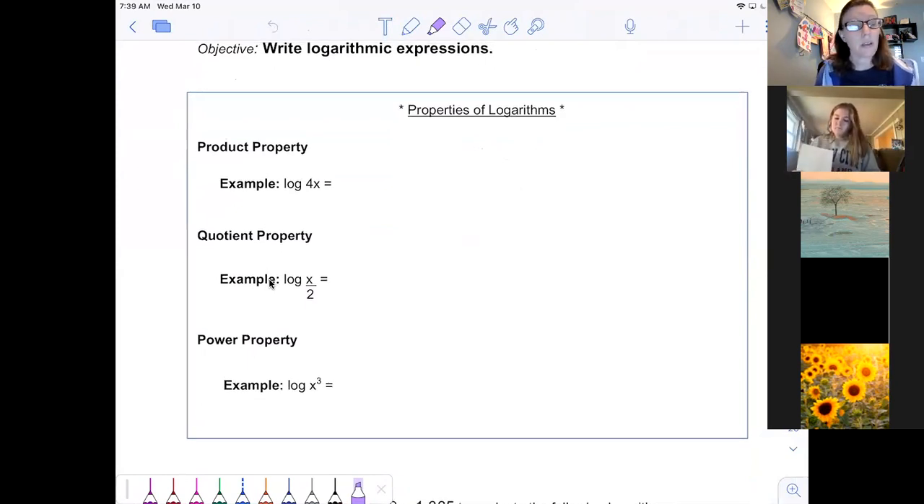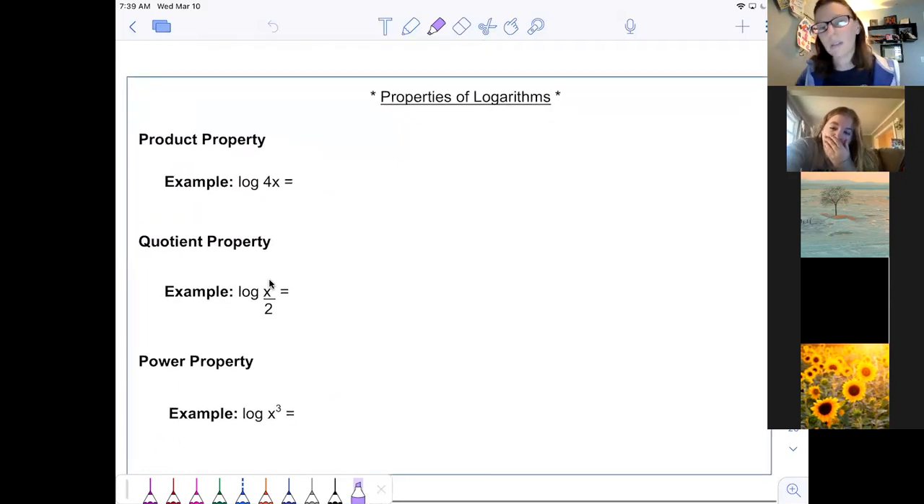These 3 properties are very similar to the properties of exponents. And that's because logs and exponents are inverse operations. So thinking about an exponent, those properties are going to be similar to the properties for logs. So the first one is the product property. And on the side here, I'm just going to remind you of that exponent property.